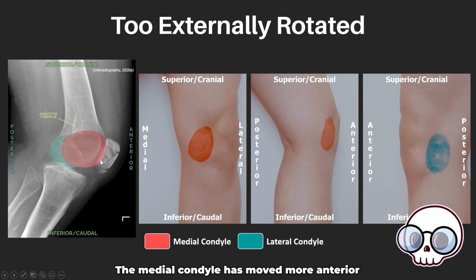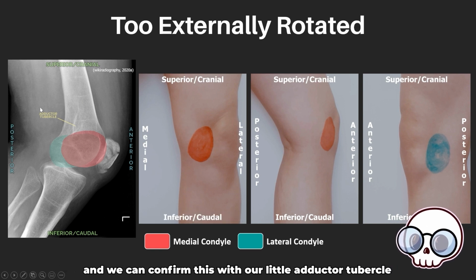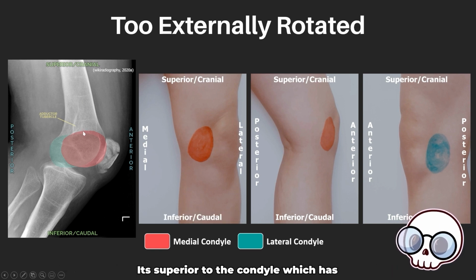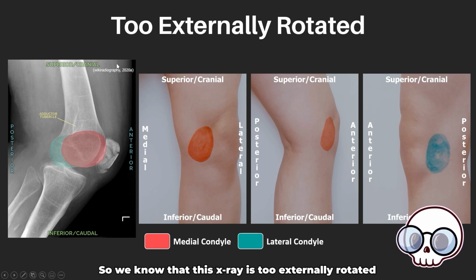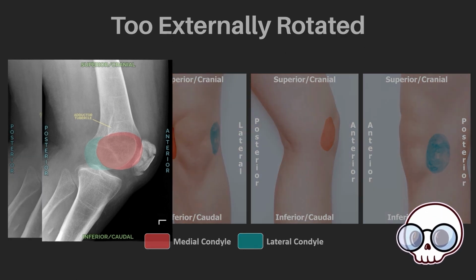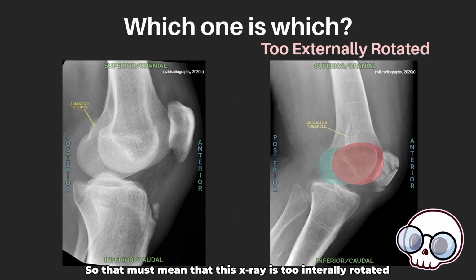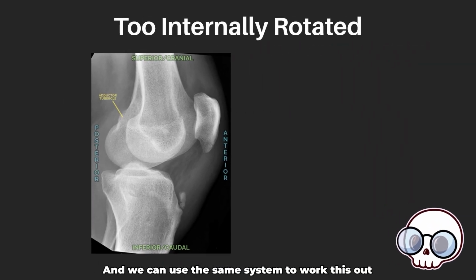The medial condyle has moved more anterior, and we can confirm this with our little adductor tubercle. It's superior to the condyle, which has been projected more anterior, so we know that this x-ray is too externally rotated. So that must mean that this x-ray is too internally rotated, and we can use the same system to work this out.